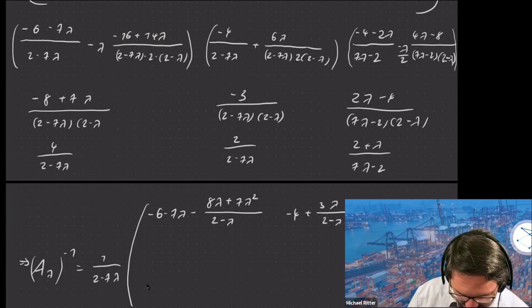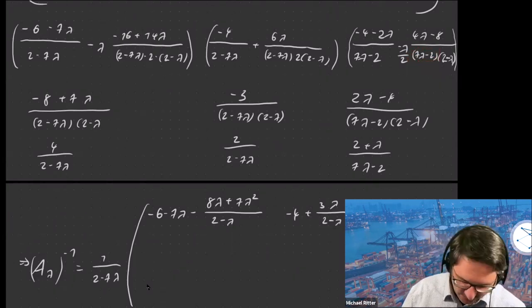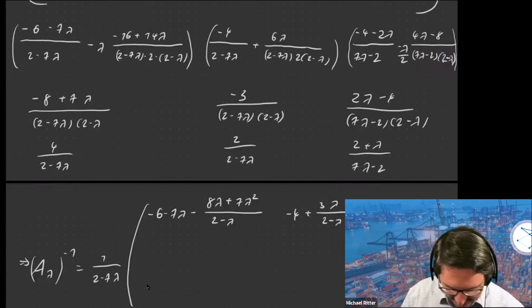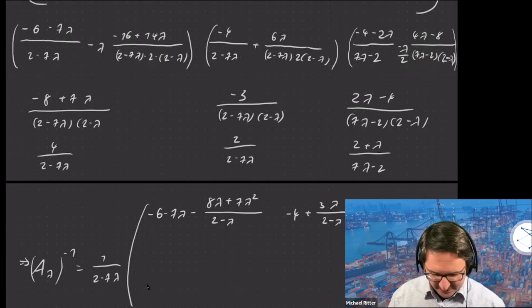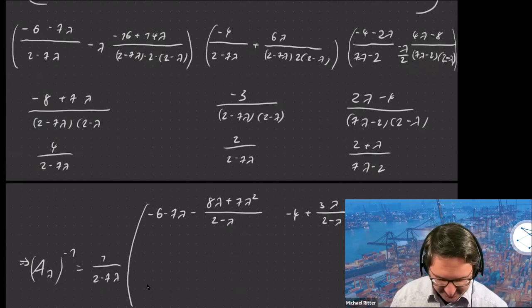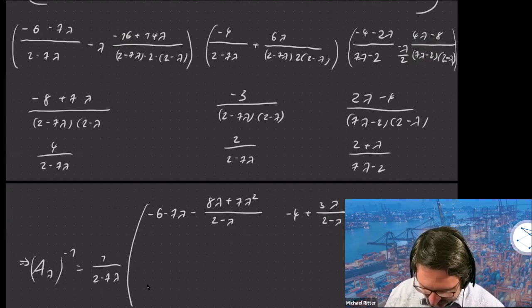And that means we get minus 2 lambda minus 4 over 2 minus lambda, and we have 7 lambda minus 2 in here, and not 2 minus 7 lambda. So there's a minus sign that we need to take out as well. So that makes this here a plus instead of a minus. Okay, the rest should hopefully be a little easier.